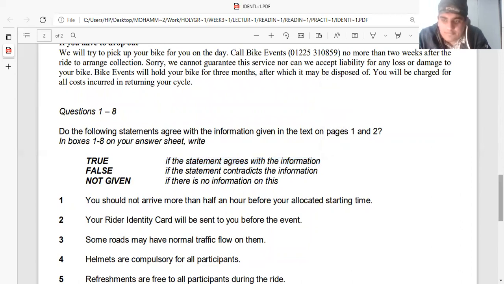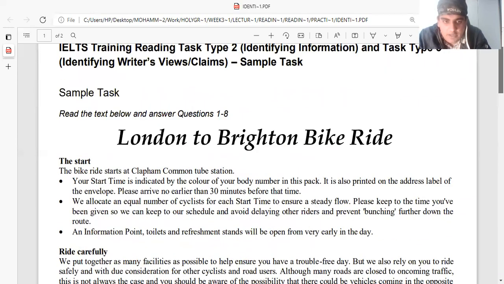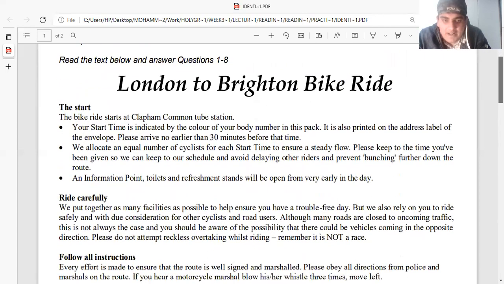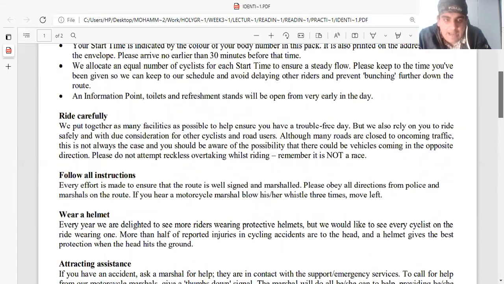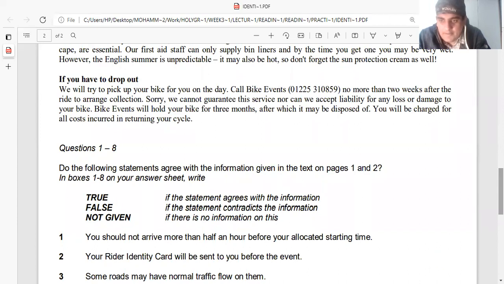All right. Next up: your rider identity card will be sent to you before the event. Now, let's go through this paragraph and see if we can find something about the rider identity card. Nope, we can't. In the first 3 paragraphs, I'm barely getting anything in regards to the rider identity card.